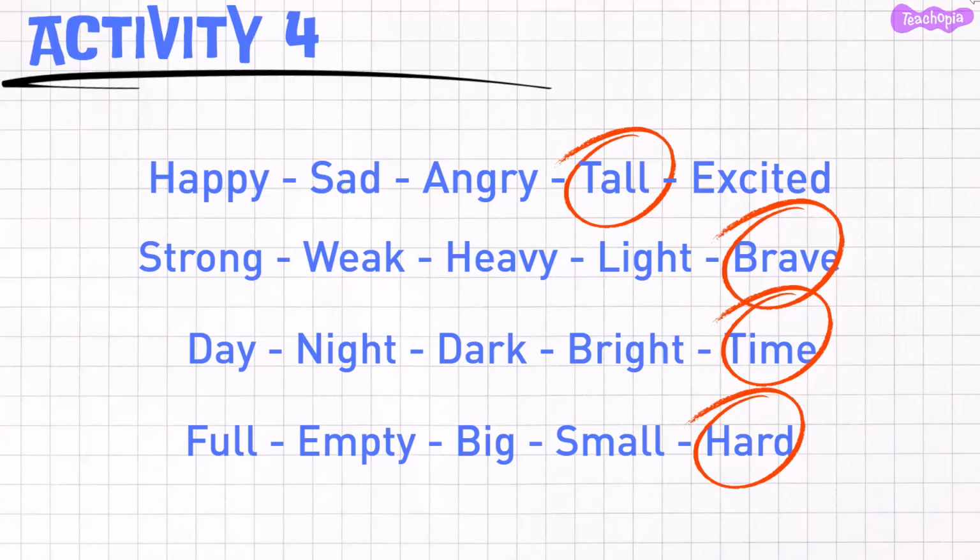Activity 4's instruction reads as, look at each set of 4 words. Identify the word that does not belong to an opposite pair with the other words. Circle the odd one out in each set. Happy, sad, angry, tall, excited. The odd one is tall. Strong, weak, heavy, light, brave. Brave is the odd one. Day, night, dark, bright, time. Time is the odd one. Full, empty, big, small, hard. Hard is the odd one.